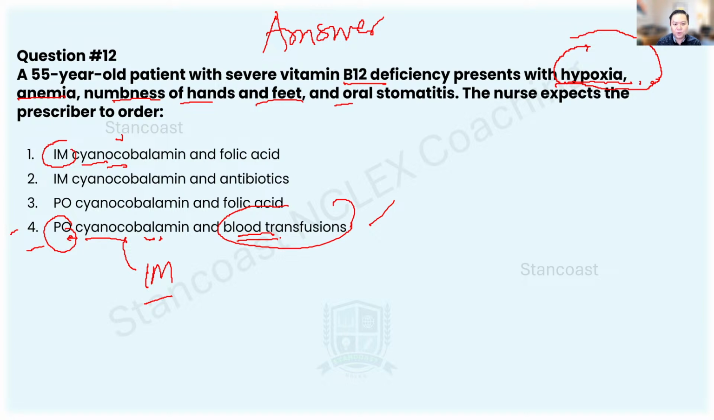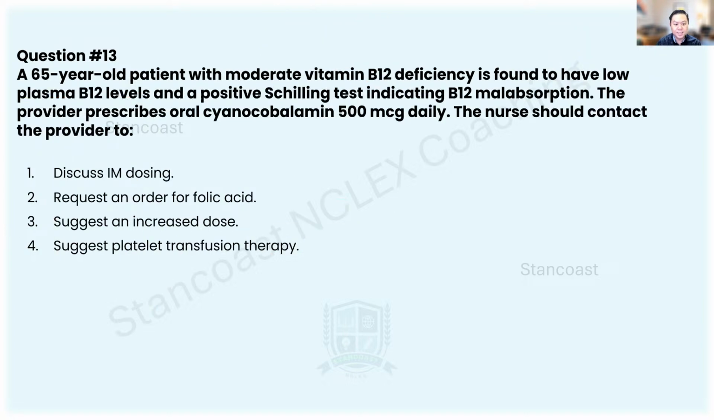Okay, number 13. A 65-year-old patient with moderate vitamin B12 deficiency is found to have low plasma B12 levels and a positive Schilling test indicating vitamin B12 malabsorption. The provider prescribes oral cyanocobalamin 500 micrograms daily. The nurse should contact the provider to 1.